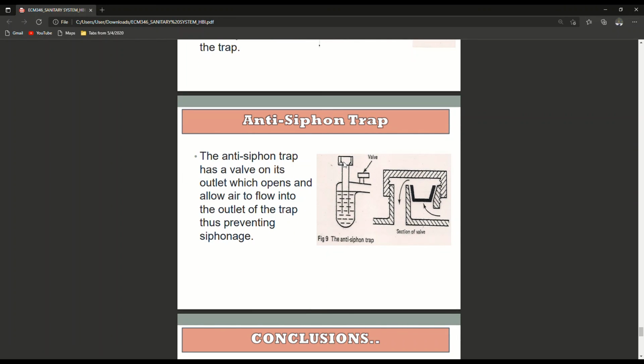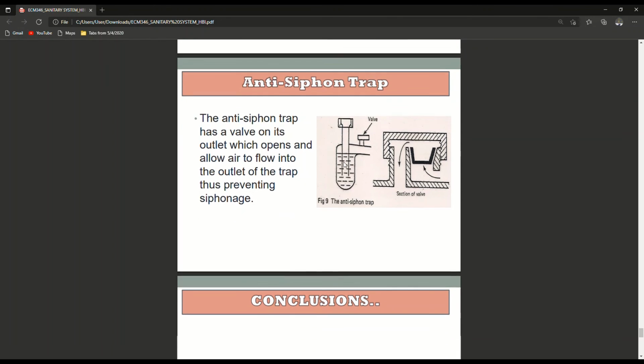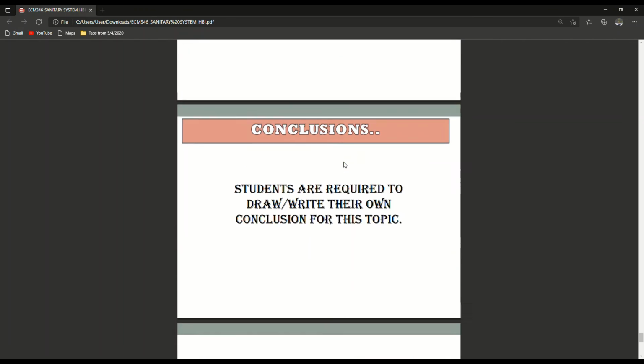Next, anti-siphon trap. The anti-siphon trap has a valve on its outlet which opens and allows air to flow into the outlet of the trap, thus preventing siphonage.